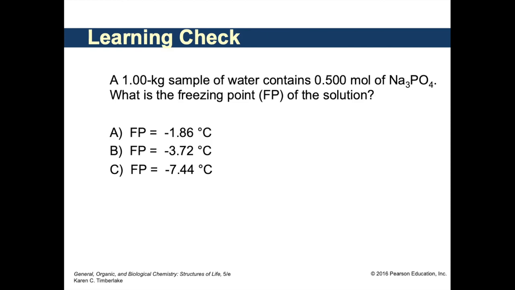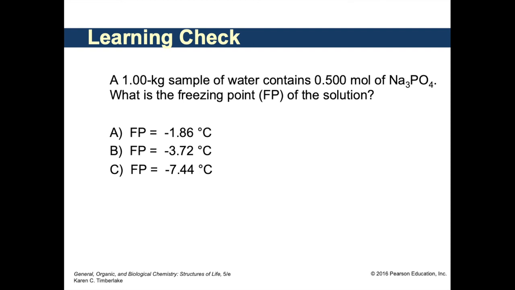Okay, so let's see an example of this. A 1 kilogram sample of water contains 0.5 moles of sodium phosphate. What is the freezing point of the solution? Now, sodium phosphate is a strong electrolyte. It's a sodium salt. It will dissolve in water. So how many ions will that split up into? Okay, so our Van Hoff factor there is going to be 4. We have 3 sodium ions plus a phosphate ion.